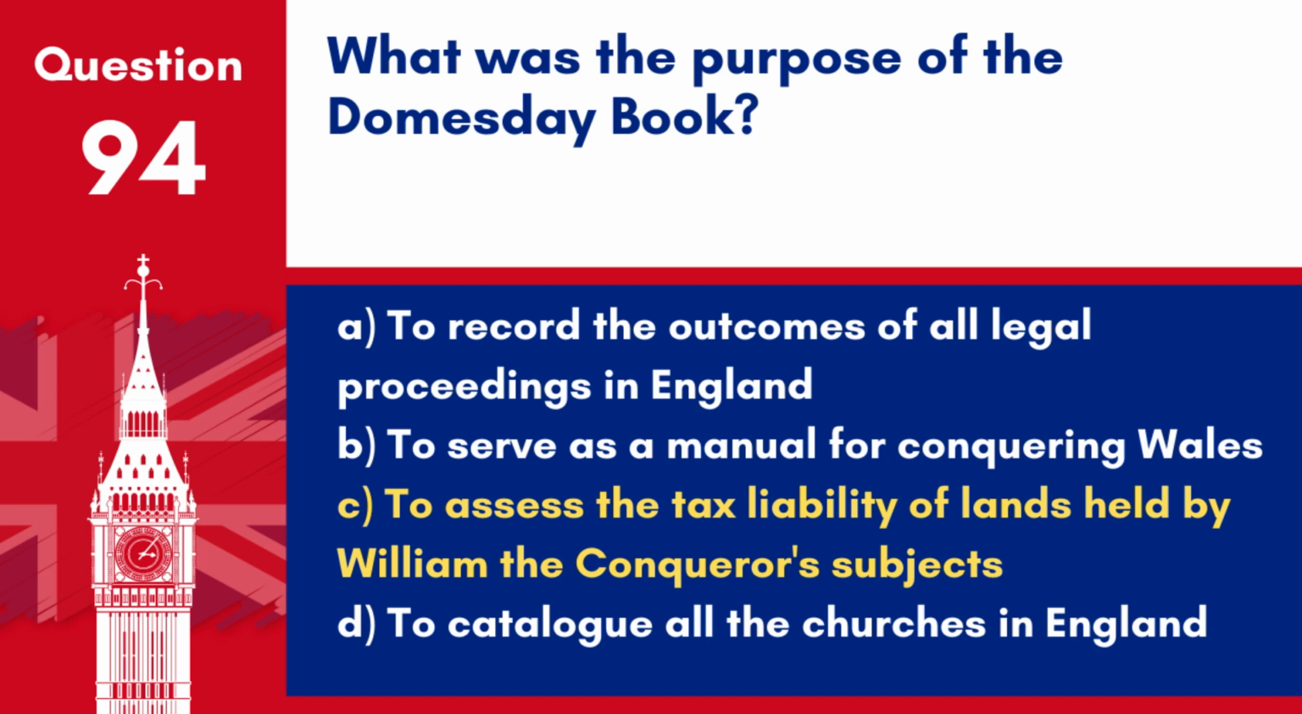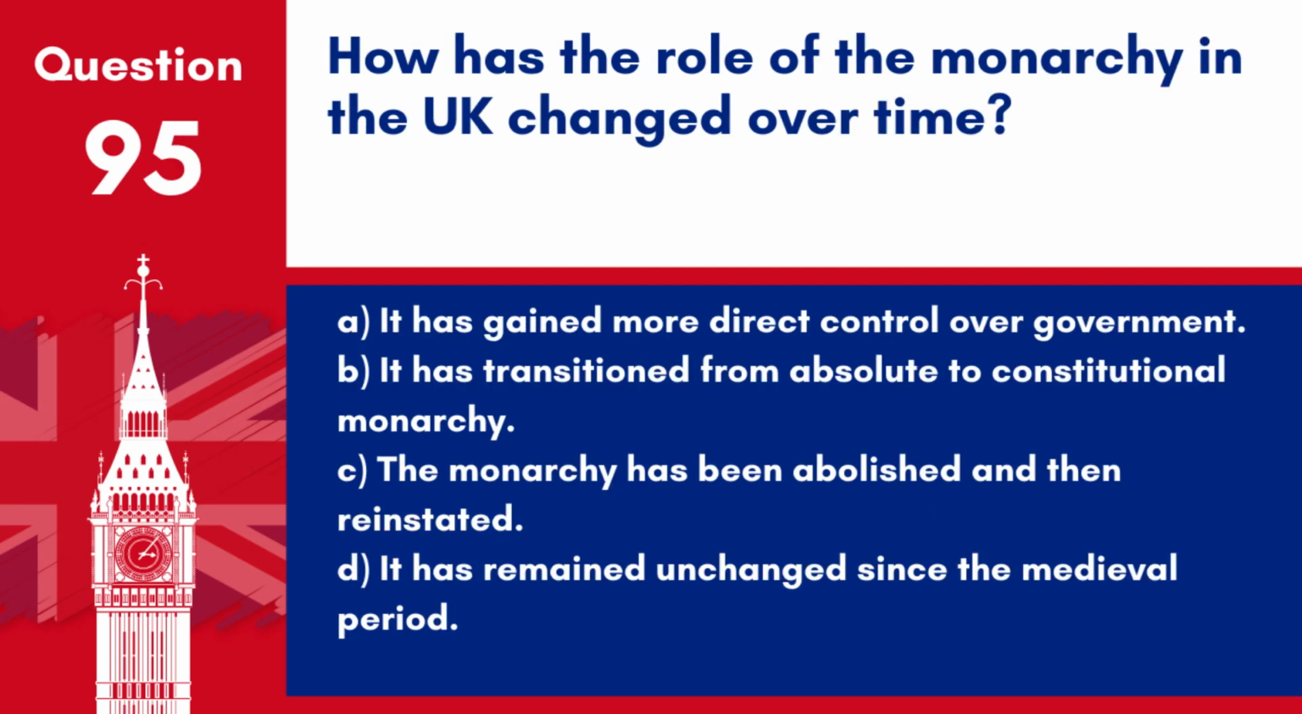The Domesday Book, commissioned by William the Conqueror in 1086, was a comprehensive record of lands and resources in England to determine tax liabilities. Question 95. How has the role of the monarchy in the UK changed over time?